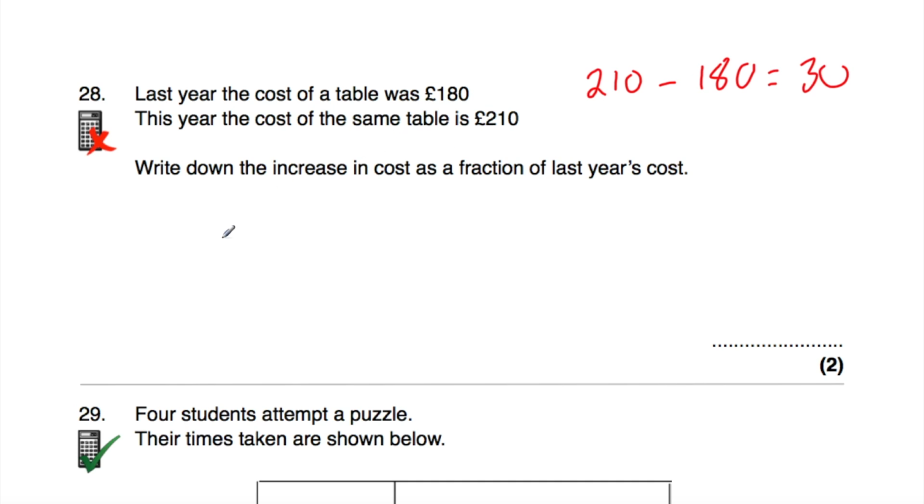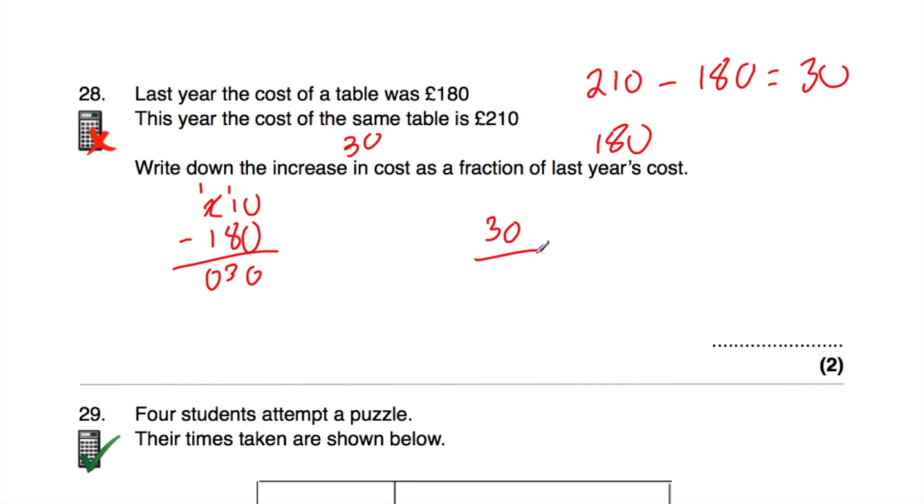You could, if you wanted to, use column subtraction and write 210 take away 180 and do it like so: 0 take away 0 is 0. 1 take away 8, we would borrow, so that'll be 11 take away 8 is 3, and 1 take away 1 is equal to 0, so it's £30. So the increase in cost, that's £30, as a fraction of last year's cost, which was 180. So it's going to be 30 out of 180.